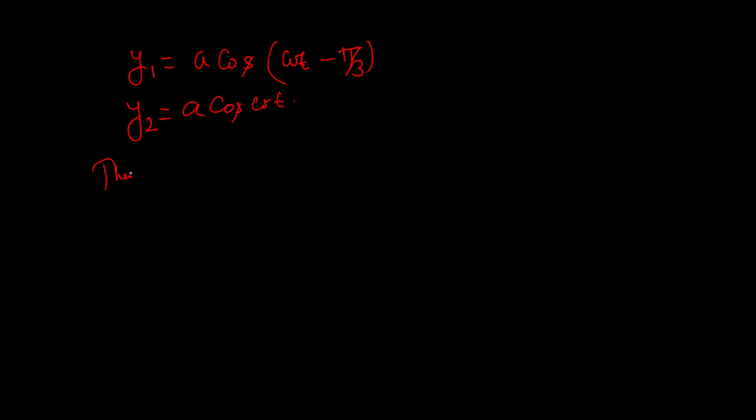Okay, so we get y1 is a cos(omega t minus pi by 3), where y2 is a cos(omega t). Then y1 and y2 are out of phase by pi by 3.